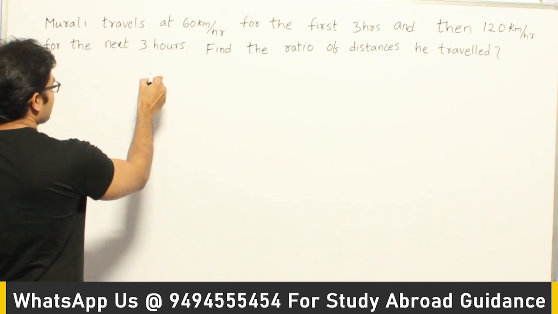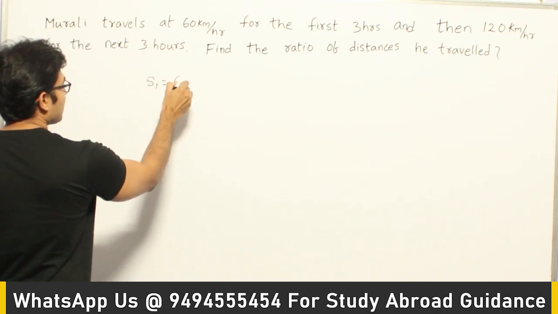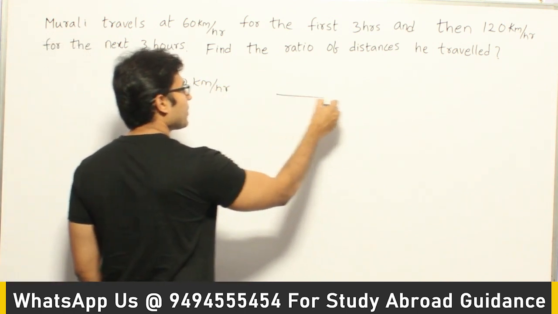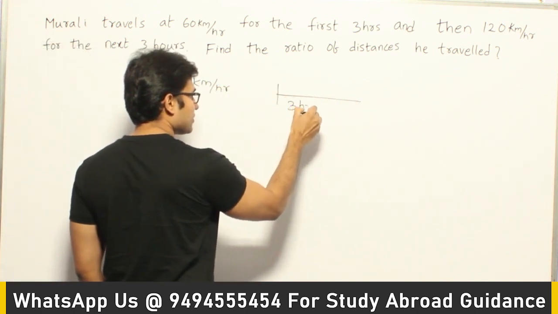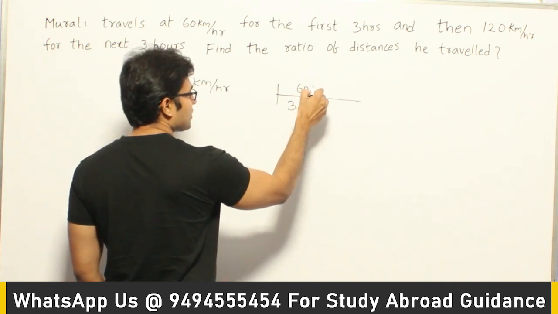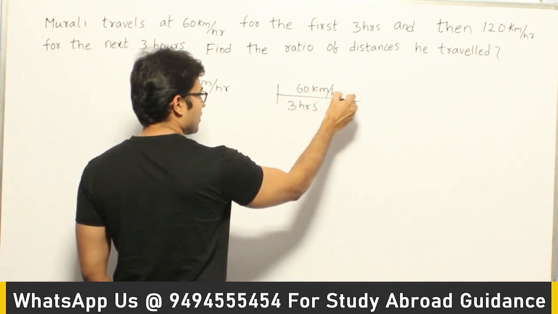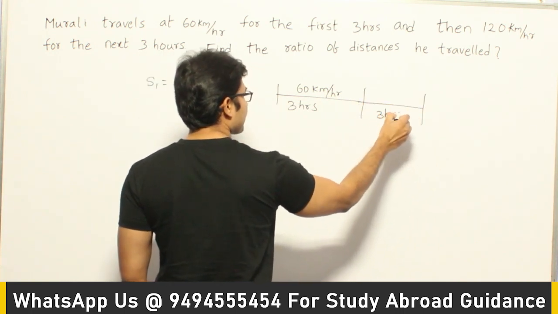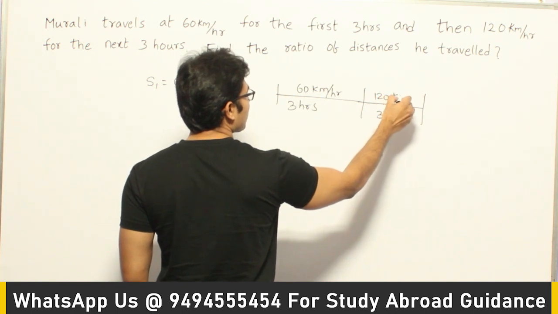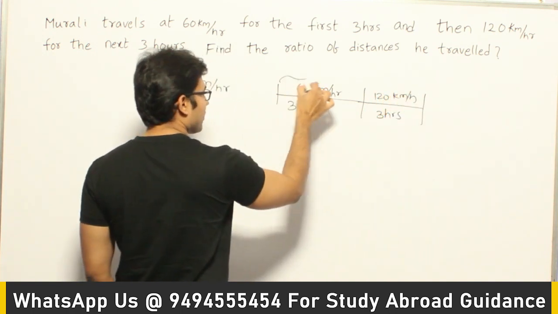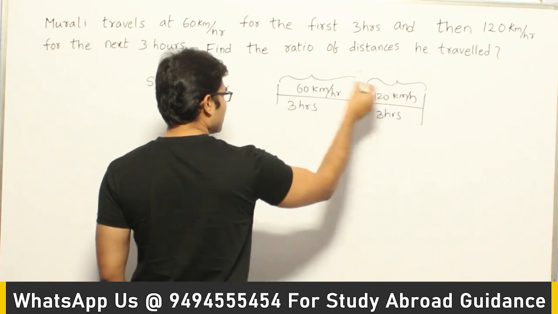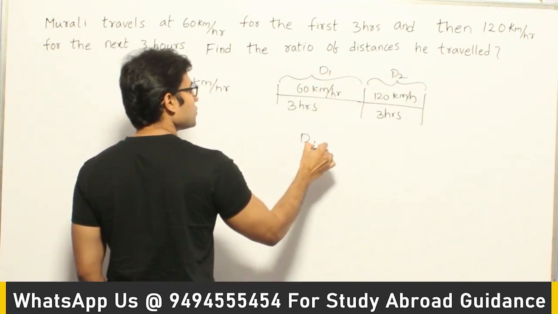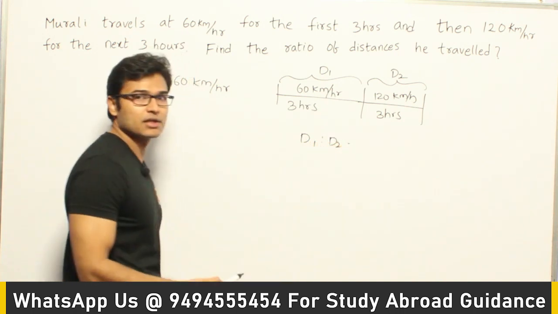For the first 3 hours the speed is 60 kilometers per hour, right? Now after that, for the next 3 hours the speed is 120 kilometers per hour, right? Then you might have traveled some distance here and some distance here. If you assume that the distance here is d1 and the distance here is d2, they are asking about the ratio d1 is to d2. That is what is asked, right?